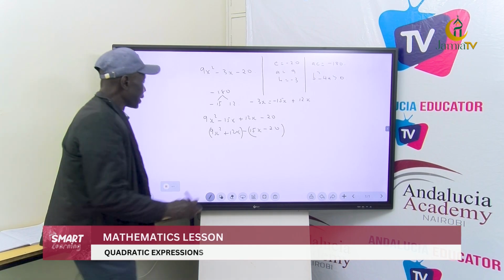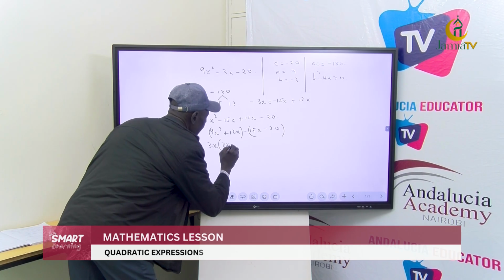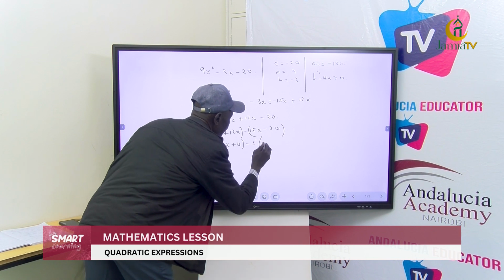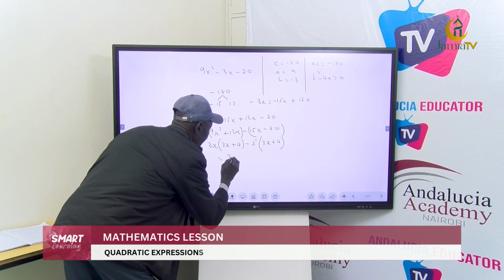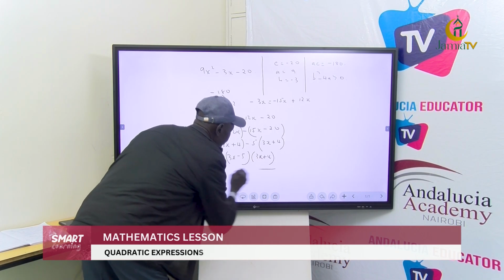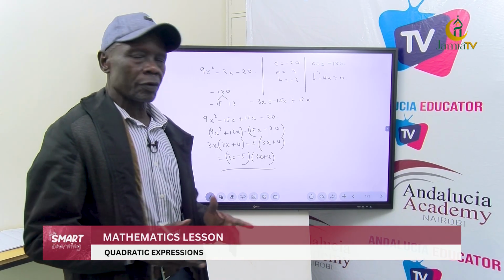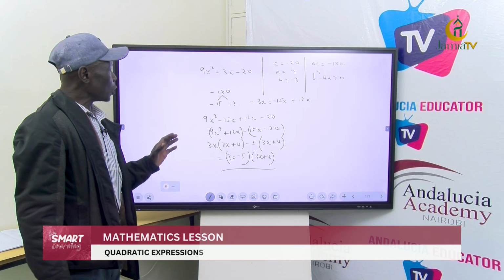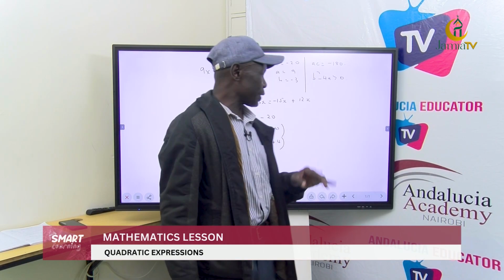So our common factor here is 3x. We are left with 3x plus 4, minus, common factor is negative 5, 3x plus 4. And then you're going to have 3x minus 5, and then 3x plus 4. Now, I believe that you have had enough examples of how to factorize quadratic expressions. Now, let's go on to solve some quadratic equations by factorizing.